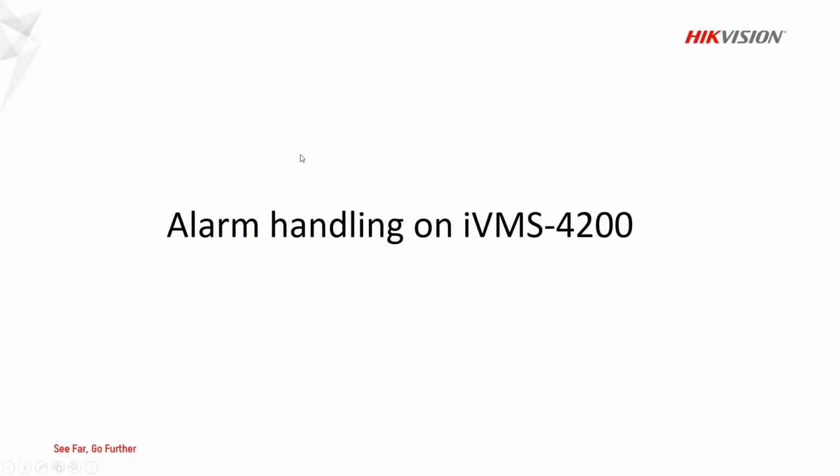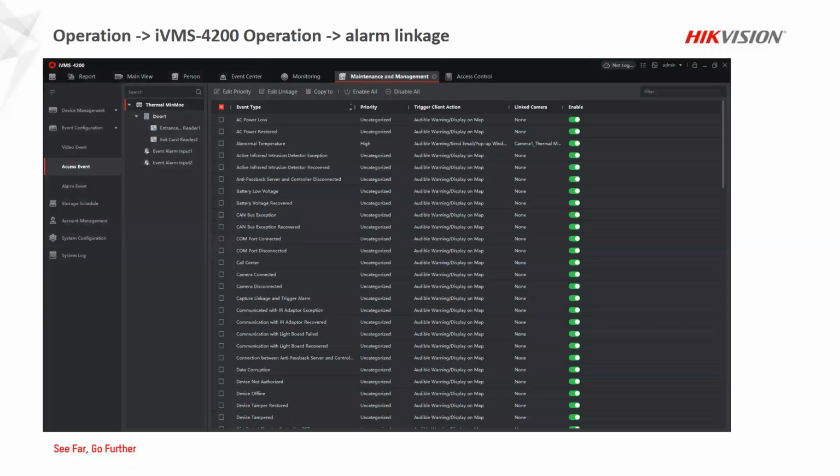And in terms of the alarm handling on the free software, you need to go into the maintenance and management, and then go into the access event setting. So in here, you need to choose the main folder, because there are different events in the doors, in the readers, in the alarm input. So you need to click on the main folder to see the abnormal temperature event. So here, you can edit the priority of that event. You can edit the linkage of that event.